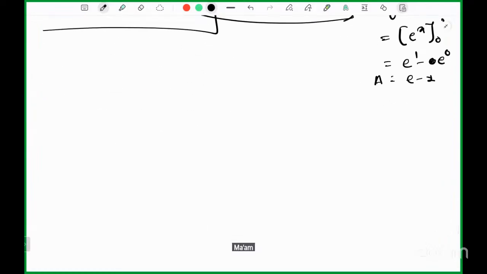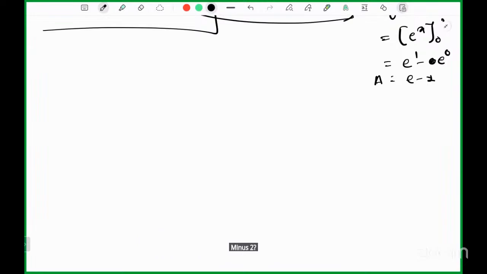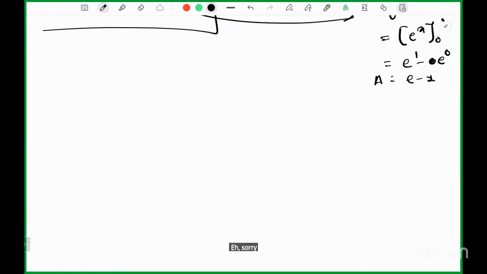Ma'am, I have a doubt. Can't we take minus 2 to the power 3 as an exponential function? Minus 2 to the power 3. No, you cannot take that. See, exponential function means there should be a variable factor, right? So x should be there. If you have minus 2 to the power 3, it's not a real number. Sorry, it is a real number, but it's not a function.